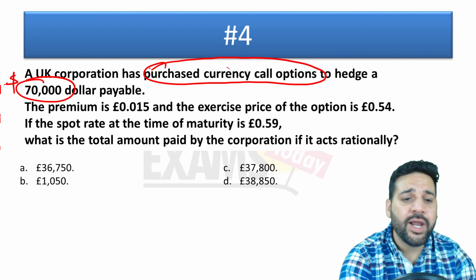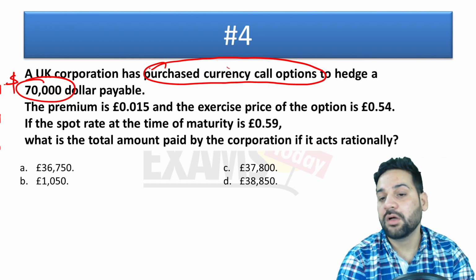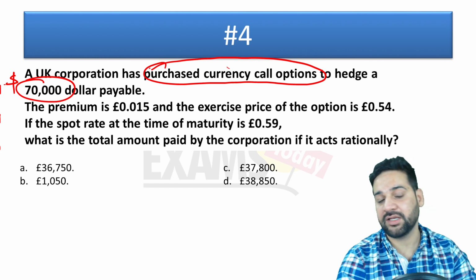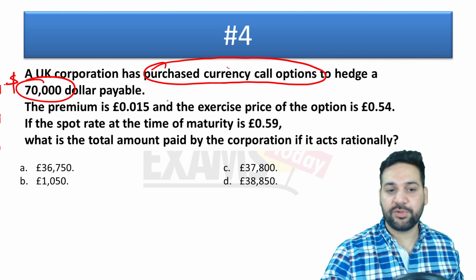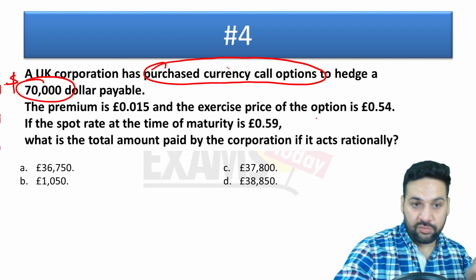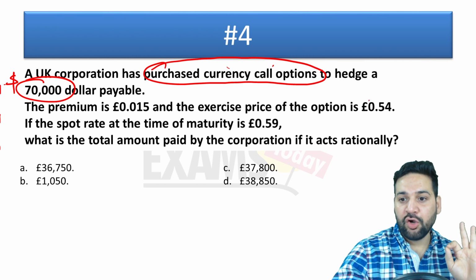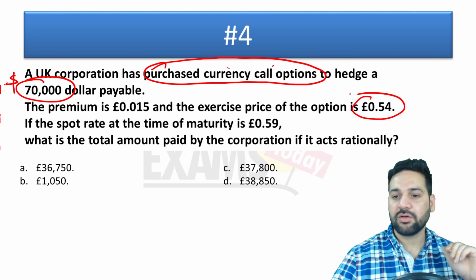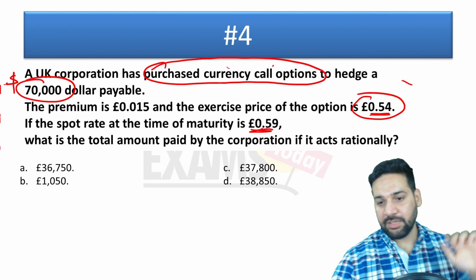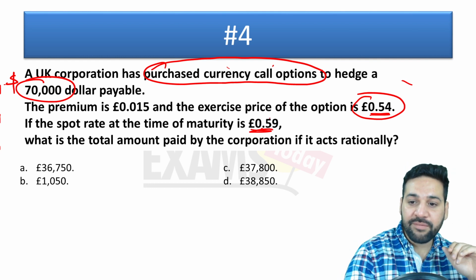The premium is 0.015 and the exercise price of the option is 0.54 pounds. The spot rate is 0.59. See students, you have already hedged your position. You already have a call option, so you have a right to buy a dollar for just 54 cents, while the market price at the time of exercising that option is 59 cents. Why would you buy at 59 cents? There is no point.